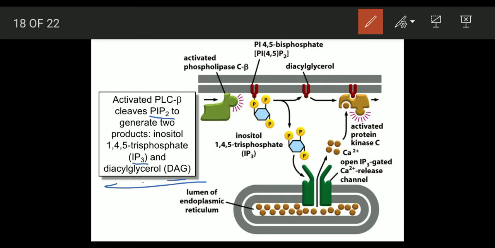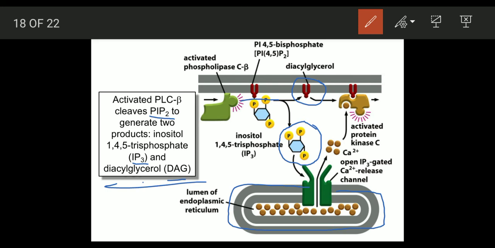Now, as you can see here, cleavage is occurring, and after that, this DAG remains bound with the membrane, as we have already mentioned in the previous points. And this IP3 comes into the cytosol. Now this IP3 binds with the ligand domain of ion channels on the ER, endoplasmic reticulum.